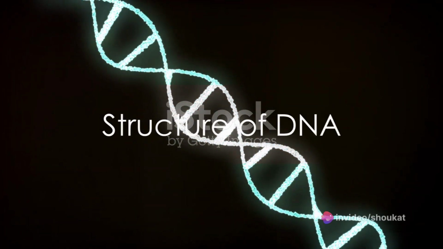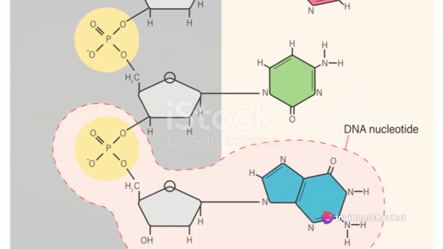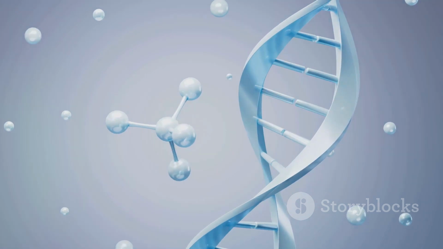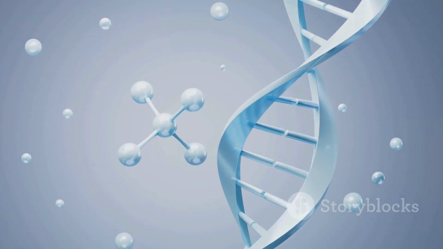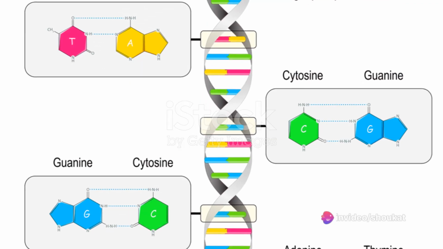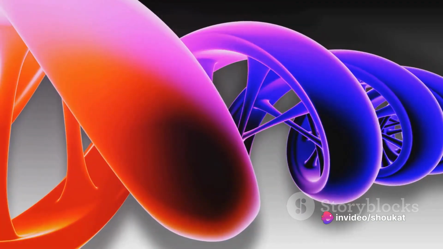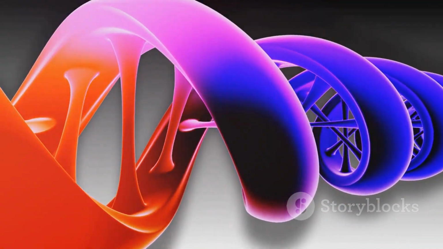To understand DNA, think of it as a twisted ladder or a double helix. The sides of the ladder are made of sugar and phosphate molecules, while the rungs are composed of pairs of 4 types of nitrogen bases: adenine, thymine, cytosine, and guanine. Adenine always pairs with thymine, and cytosine always pairs with guanine. This pairing is crucial as it maintains the consistency of DNA when it replicates.